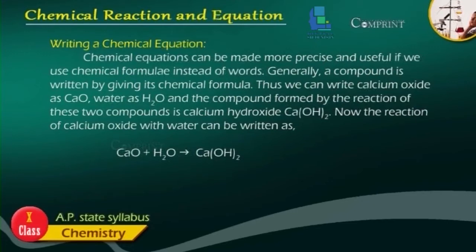Writing a chemical equation. Chemical equations can be made more precise and useful if we use chemical formula instead of words. Generally, a compound is written by giving its chemical formula. Thus, we can write calcium oxide as CaO, water as H2O, and the compound formed by the reaction of these two compounds is calcium hydroxide, Ca(OH)2. Now, the reaction of calcium oxide with water can be written as CaO + H2O gives Ca(OH)2.